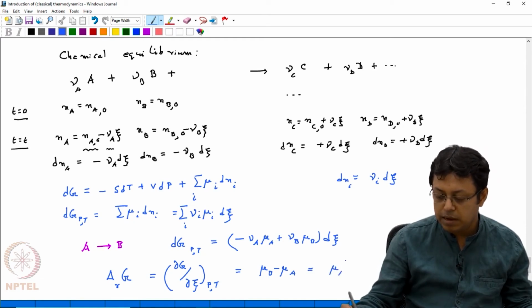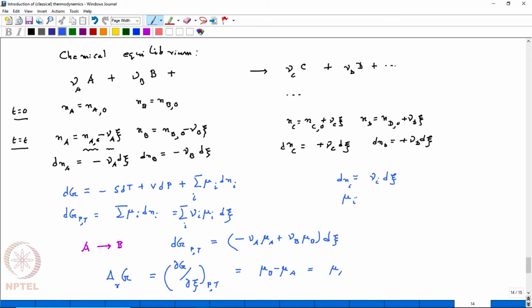Again, any mu we can write as mu I0 plus RT ln Pi by P0, and then we can replace it, and what we see here is we'll have terms like mu B0 minus mu A0 if we collect the standard state chemical potentials, and then we'll have RT ln of Pb by Pb0 divided by Pa by Pa0, because A has a negative sign.